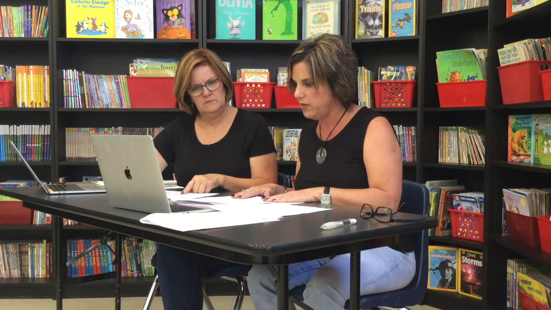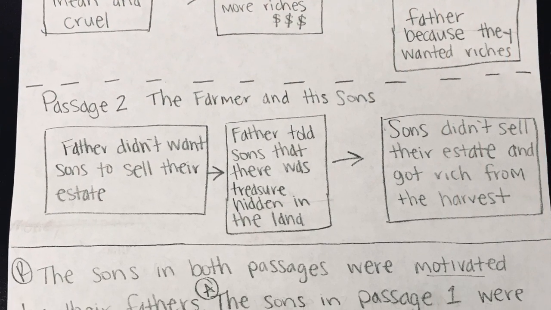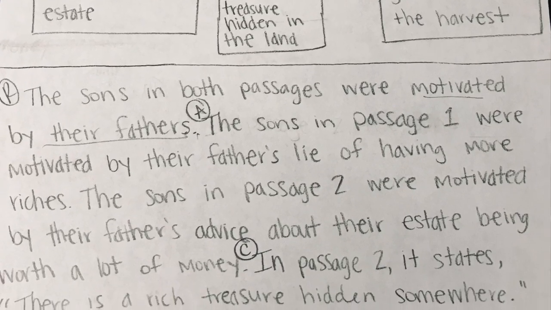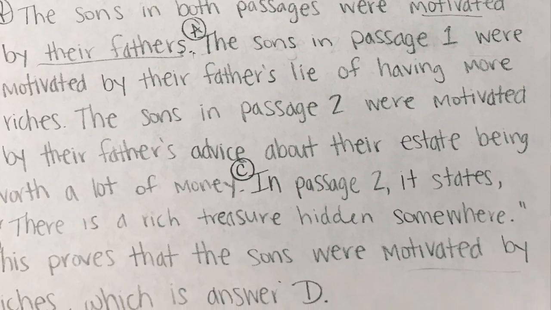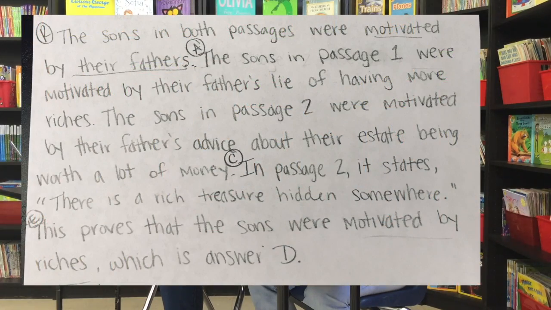Okay. And then my medium student used a flow map for both stories, and they did use the RACE strategies, as you can see in here. They labeled it as they went. Okay, good. They used a basic citation. Is the citation connected to their answer? They said that the sons in both passages were motivated by their fathers, but then in their citation, they said this proves that the sons were motivated by riches, so there's just a disconnect there.